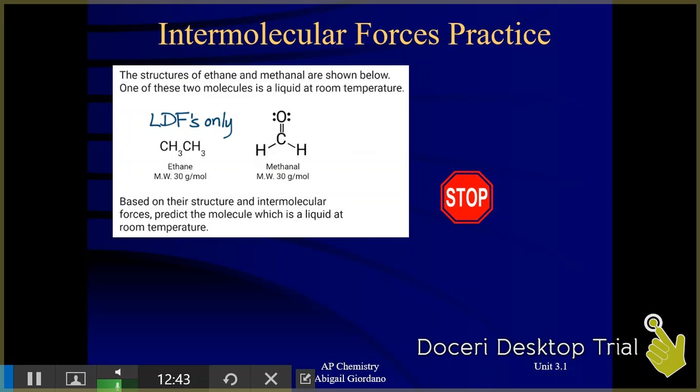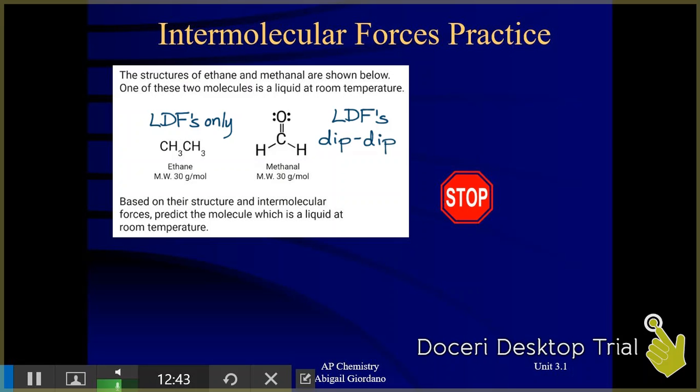Methanol is a polar molecule. Okay, now it is covalent, so all covalent molecules have LDFs, London dispersion forces, but because this one is polar, it also has dipole-dipole attraction. I'm just going to write dip-dip. Don't write that on a test or the AP exam, for goodness sake.